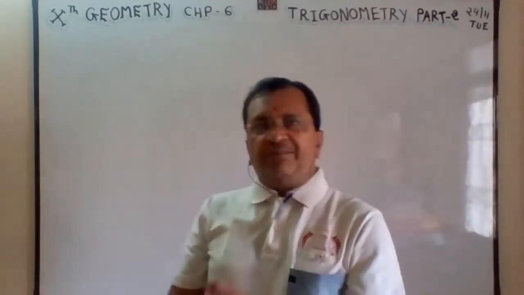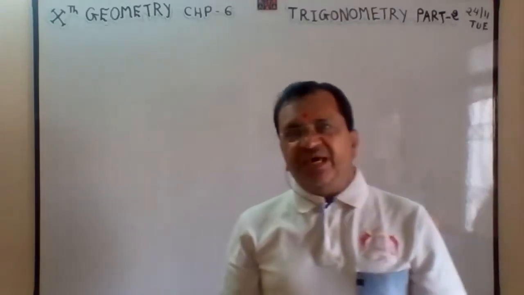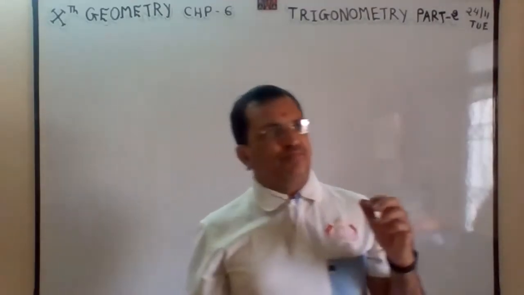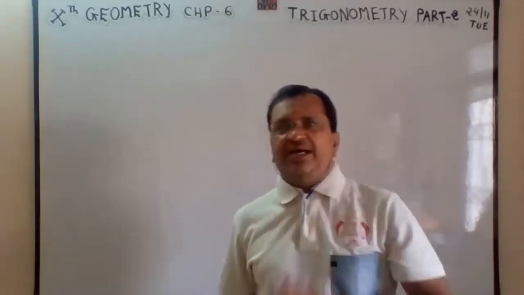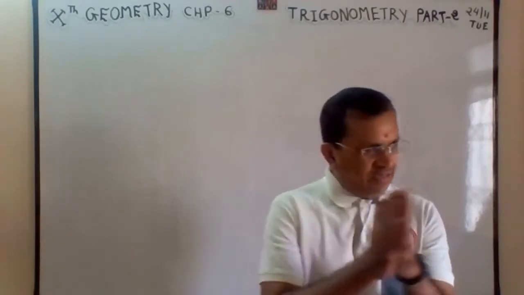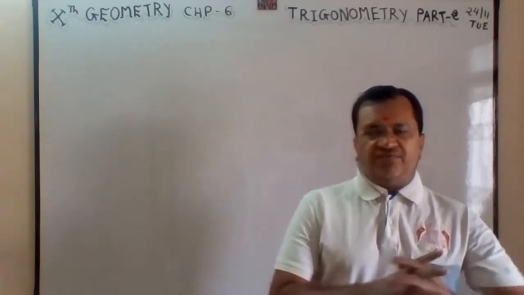Okay, good morning, students. In part one, we have seen basic trigonometrical ratios, how to derive them directly from a right angle triangle, and how to correlate them with the graph.